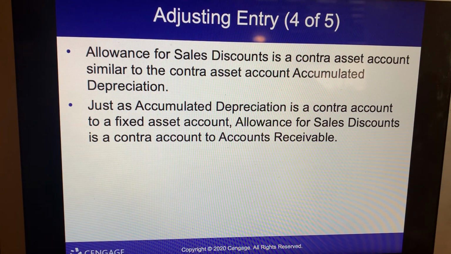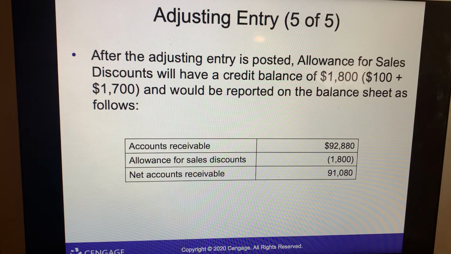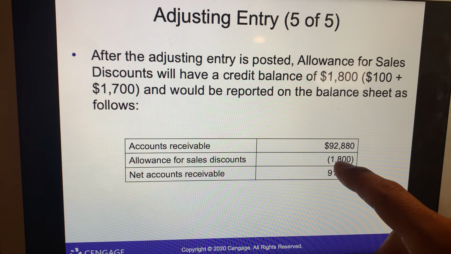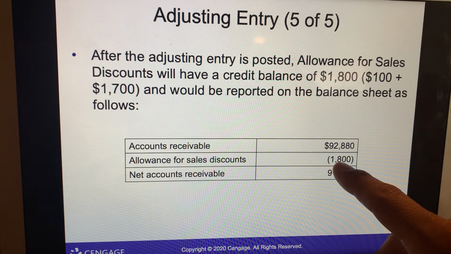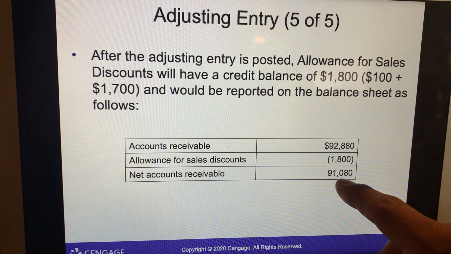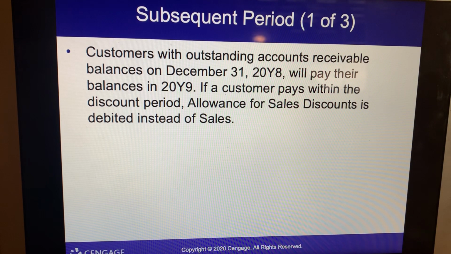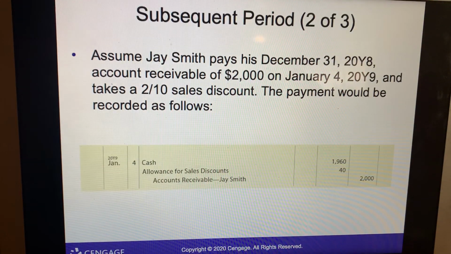All right, allowance for sales discount is a contra asset account, similar to contra asset accumulated depreciation. Okay, so here's what it looks like. So this is, you're anticipating that you're going to have $1,800 of allowances. So 92 minus 18, so then net account receivable will be $91,080. Subsequent period, customers with outstanding accounts receivable balance on December 31 will pay. Okay, and here's what that looks like.